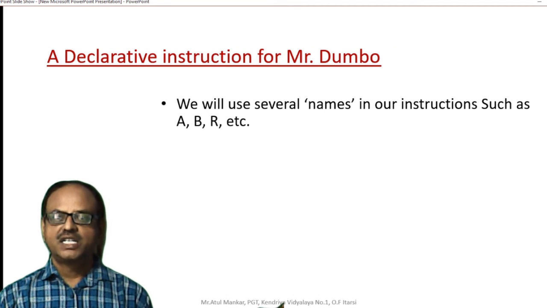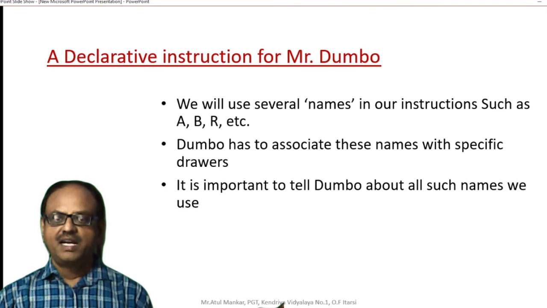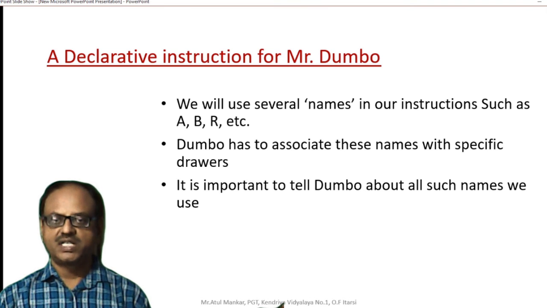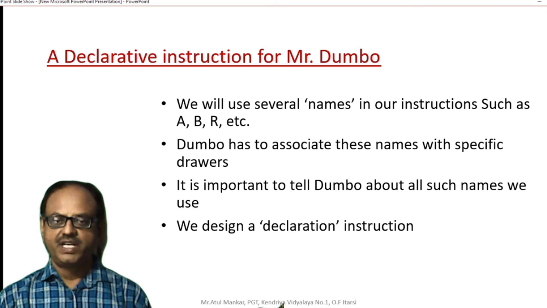A declarative instruction is very important for Mr. Dumbo. We will use several names in our instructions, such as A, B and R, or others. Dumbo has to associate these names with specific drawers. So we have already seen the drawers with A, B and C. In the same way, we will be using A, B and R as memory locations or drawers. It is important to tell Dumbo about all such names which we use. We design a declaration instruction.